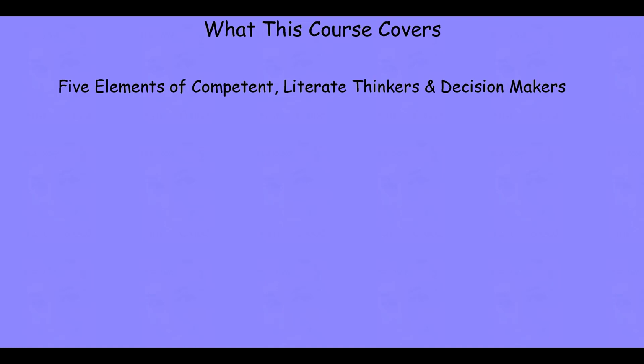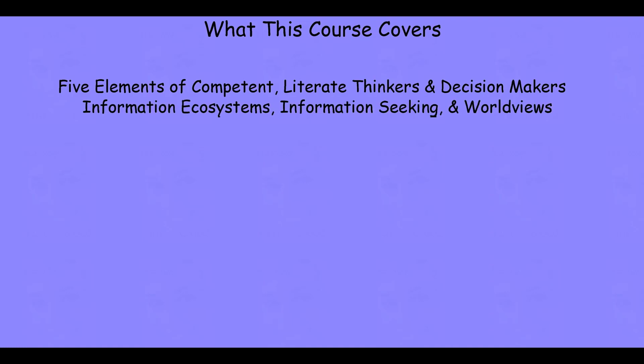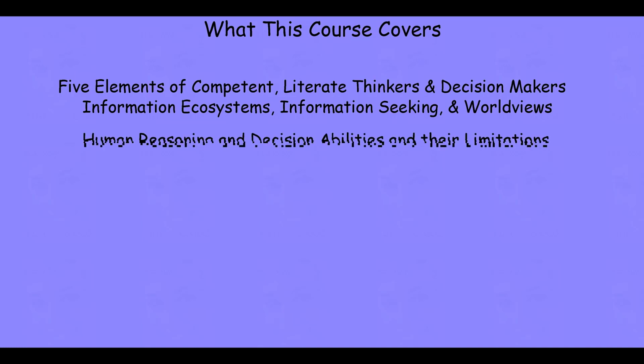So the course is going to have 5 elements. And these are 5 elements that I think any competent, literate thinkers and decision makers are going to possess. So we're going to talk about information ecosystems, information seeking and worldviews. Then we're going to talk about human reasoning and decision abilities, their strengths and their limitations.